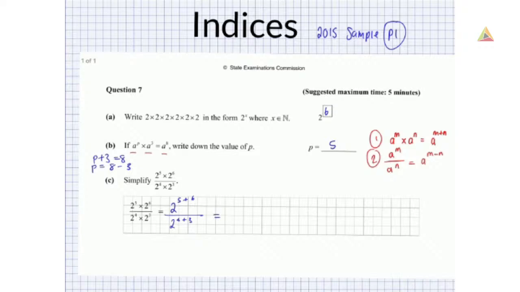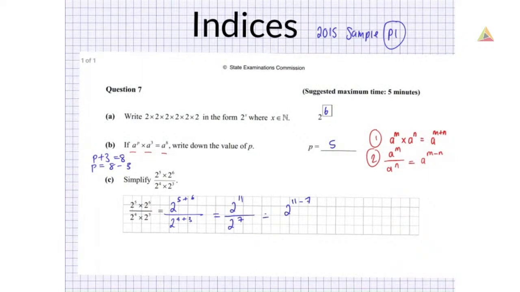So 2 to the power of 5 plus 6 is going to be 2 to the power of 11 divided by 2 to the power of 4 plus 3 is 2 to the power of 7. Now we're not done because now we have to solve this bit. So we have it in a 2 to the power of 11 divided by 2 to the power of 7. So we're going to use this rule here. So we know that if the base is the same, which it is, this is 2, this is 2, we take them away. So it's going to be 11 take away 7. So that final answer is going to be 2 to the power of 11 minus 7. 2 to the power of 11 minus 7 is going to give you 4. So the final answer is 2 to the power of 4.